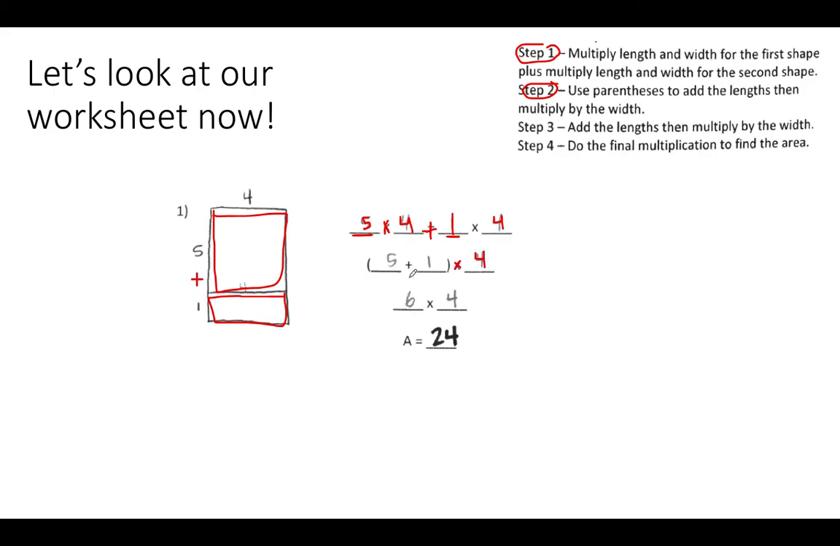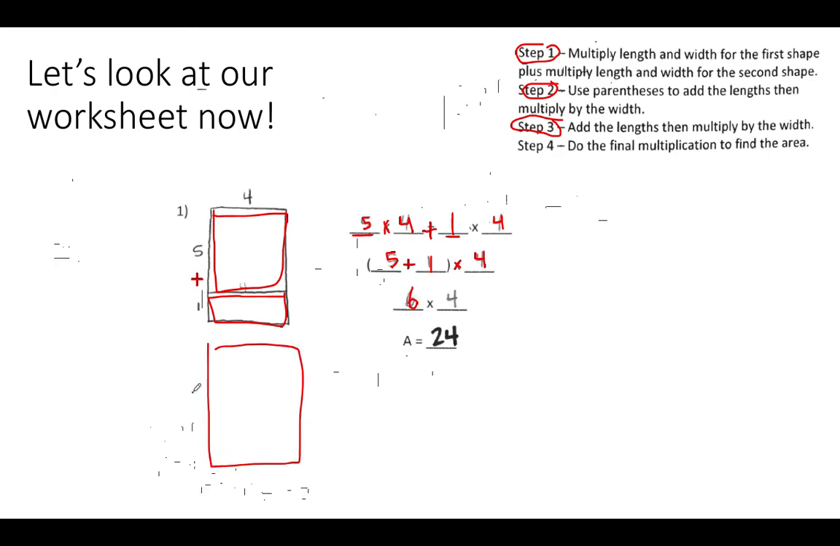I'm adding the 5 plus the 1. And we can see it both in our equation and our picture right here, right? 5 and 1. Now we add the lengths and multiply times the width. So 5 and 1 makes 6. Imagine if I redrew this, it would be 6 right here, right? 5 and 1. The 4 still stays. 6 times 4, do the final multiplication. 6 times 4 is 24.